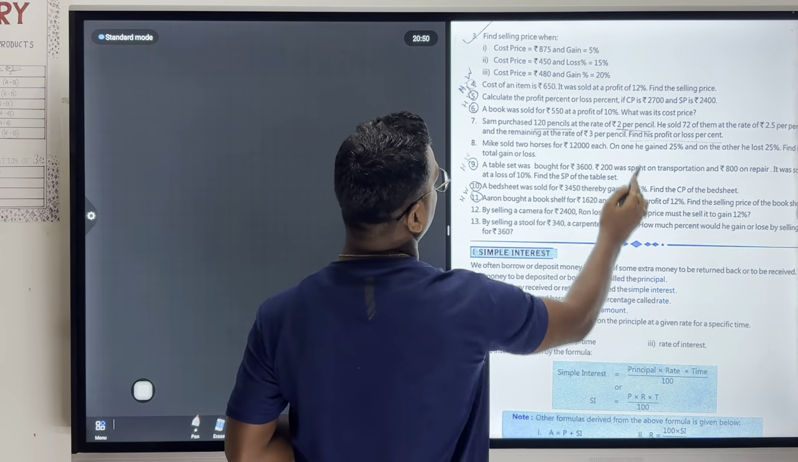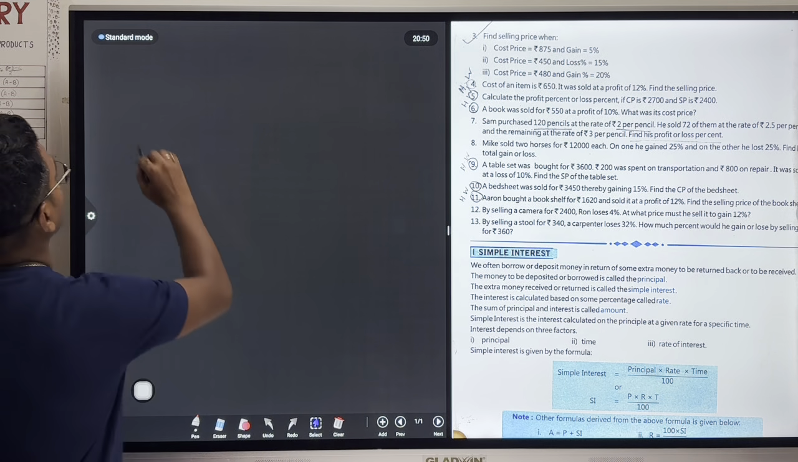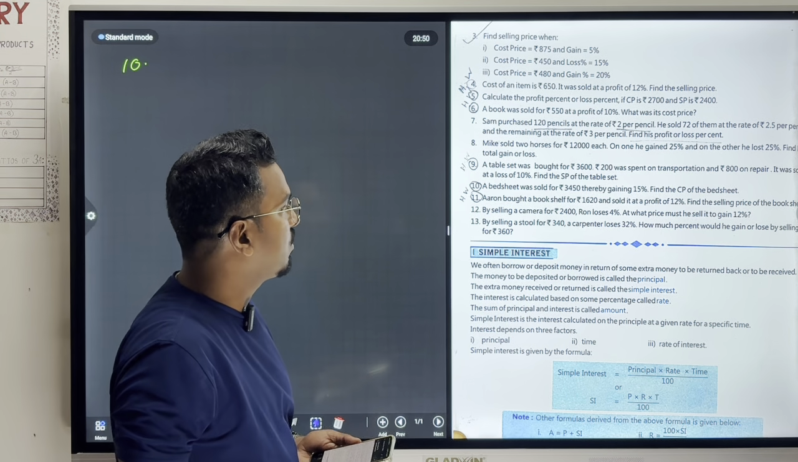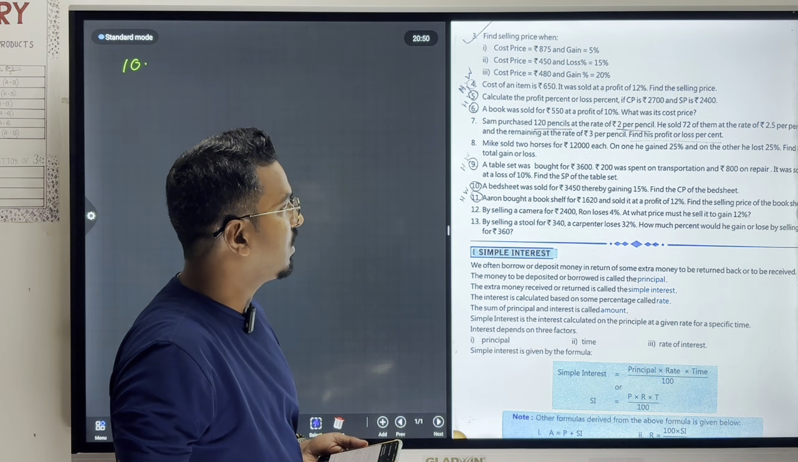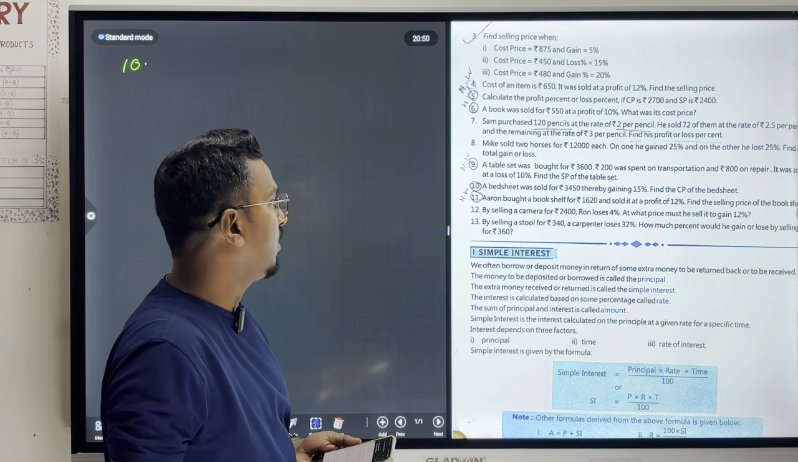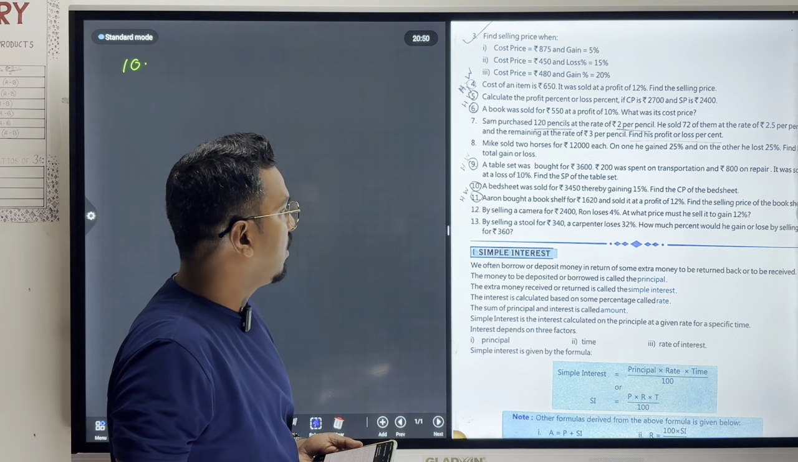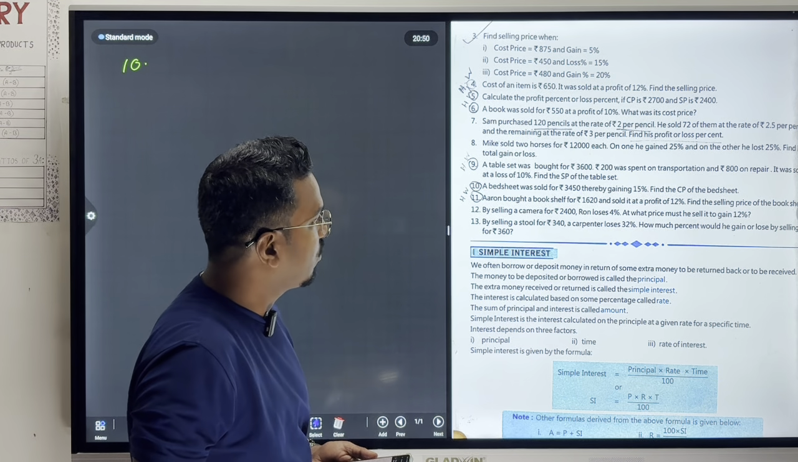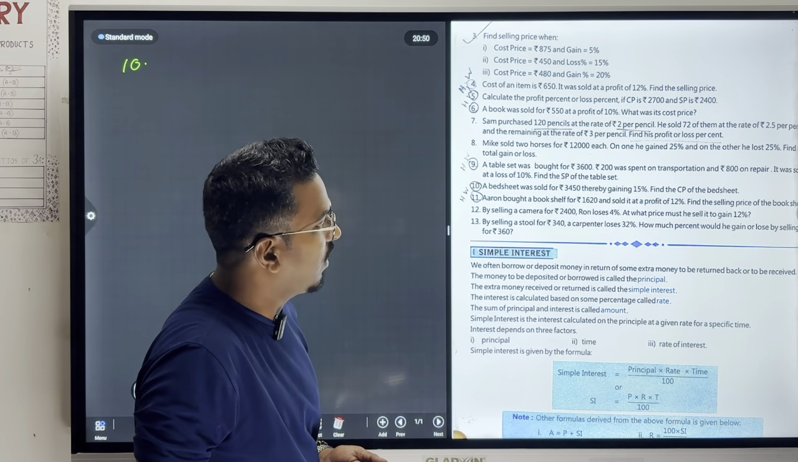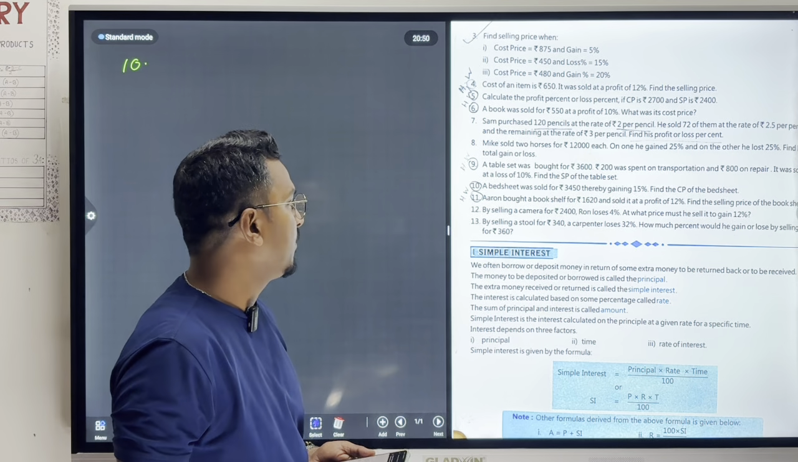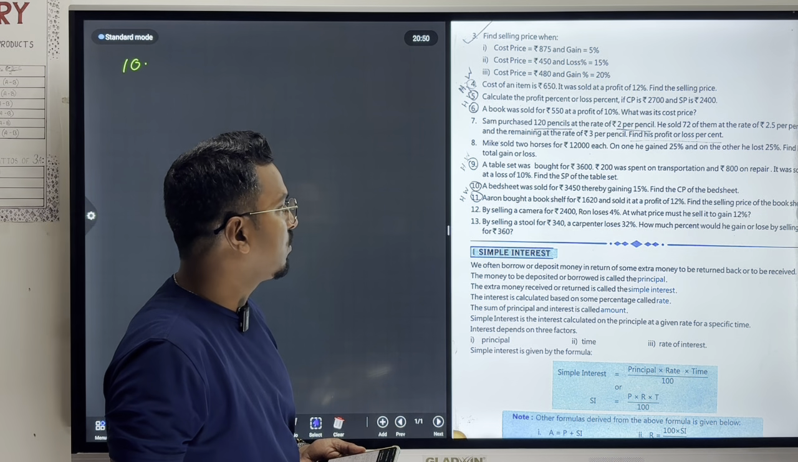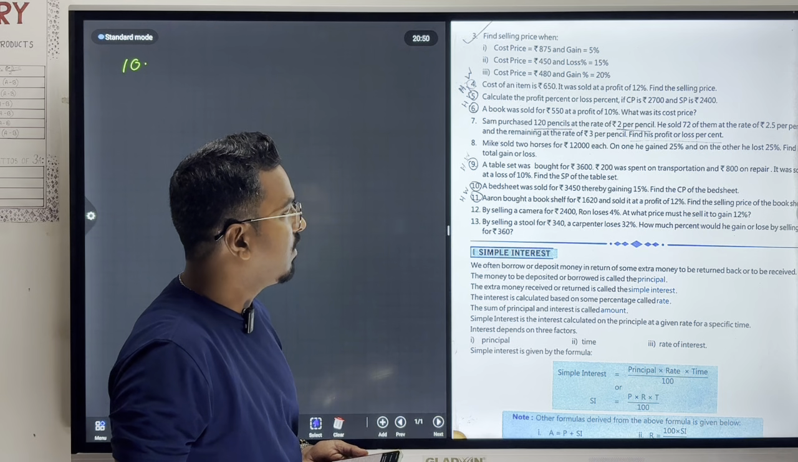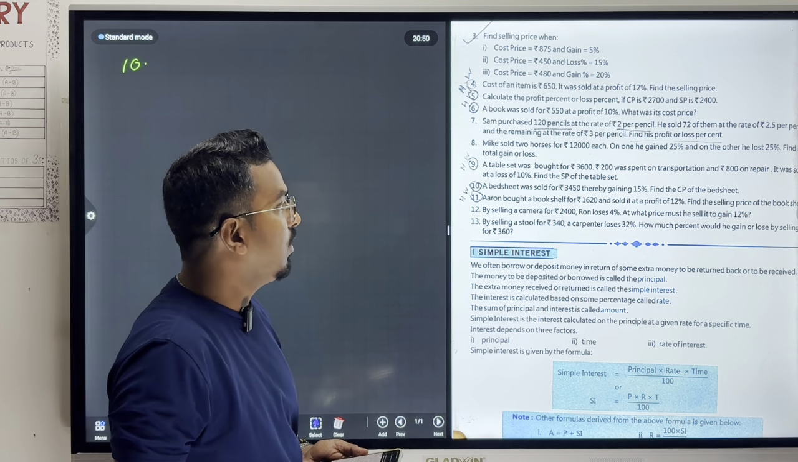Next, question number 10. A bedsheet was sold for rupees 3,450, thereby gaining 15%. Find the cost price. Simple, you can do it. Question 11: Arun bought a book shelf for 1,620 and sold it at a profit of 12%. Find the selling price. Simple, you can do it. By selling a camera for rupees 2,400, Ron lost 4%. At what price must he sell it to gain 12%?